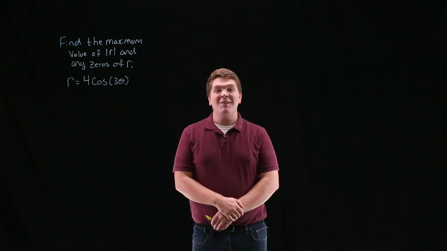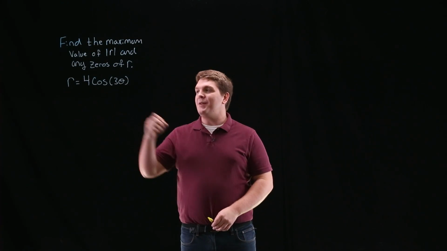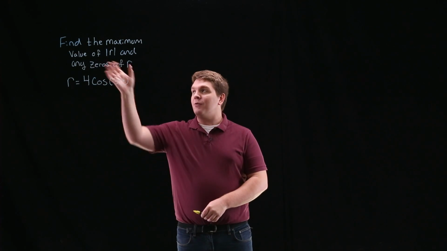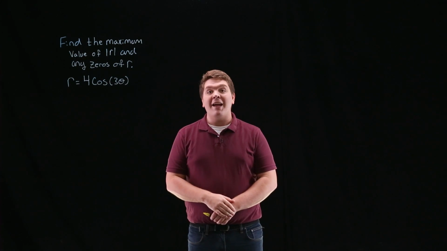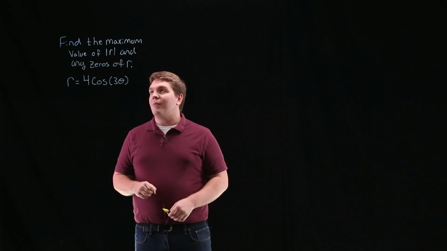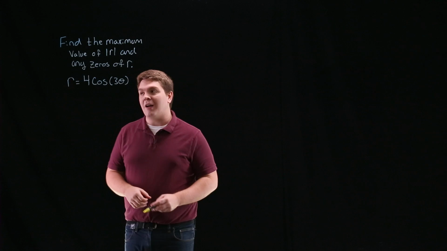Hello, my name's Gabe. For this problem, we're given r is equal to 4 cosine of 3 theta, and we're asked to find the maximum value of the absolute value of r and any zeros of r. So let's get started by finding the maximum value of the absolute value of r.